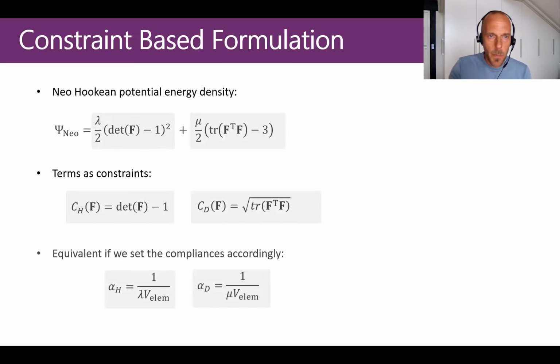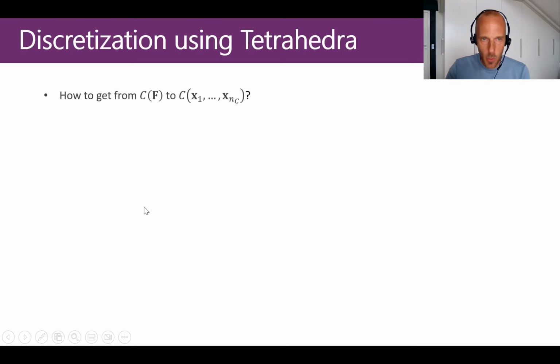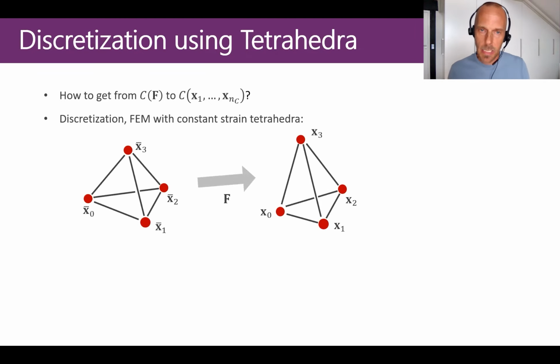Now, one problem to go back to XPBD is that these constraint functions are functions of the deformation gradient. But in position-based dynamics, we need the constraint functions to be functions of the positions of the particles. So we need a way to compute the deformation gradient from the positions of the particles. And this is the point where we have to discretize our continuous model. We can do this, for instance, with the finite element method and constant strain tetrahedra. And in this case, it's quite simple to compute this function F.